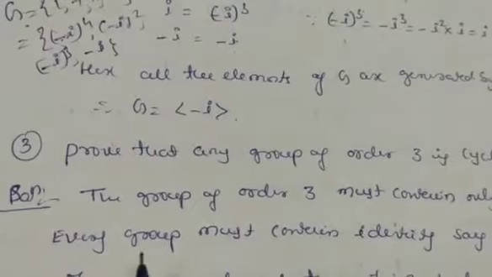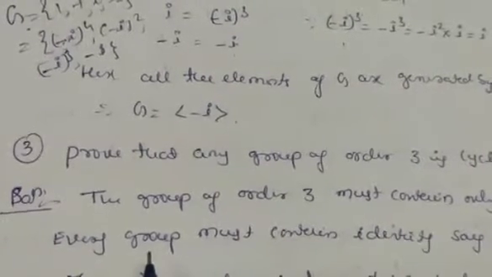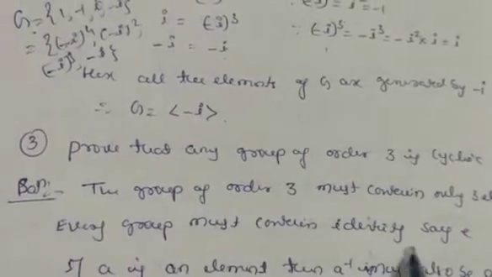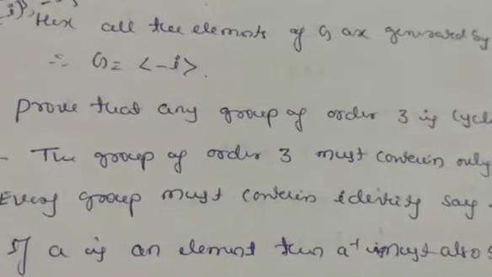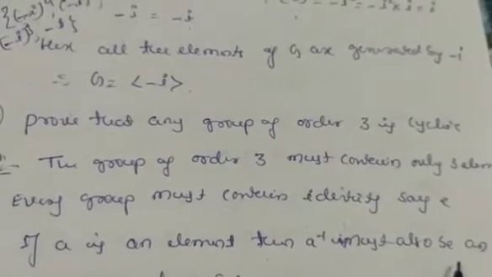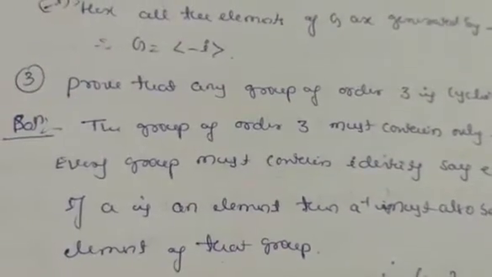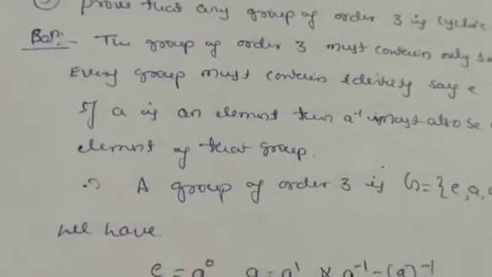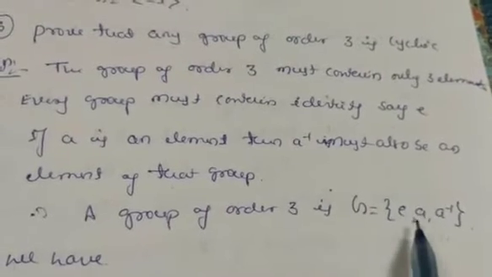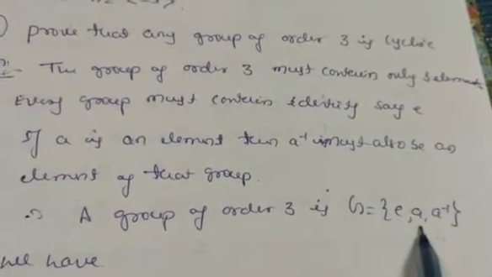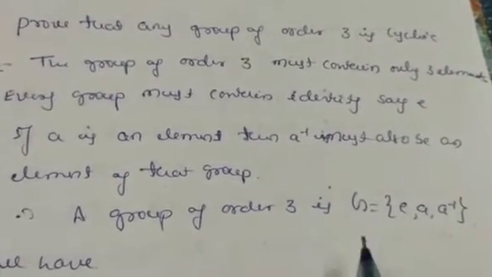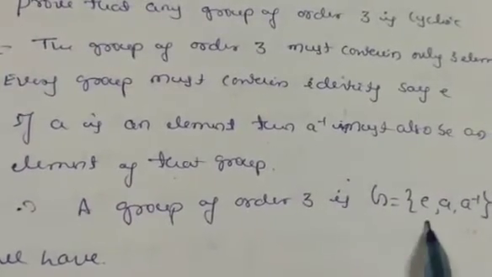So if any set is a group, then it contains an identity element compulsorily. Every group must contain an identity element, say e. Suppose an element a is an element of G, then a inverse must also be an element of G, because every element has its inverse. So therefore a group of order 3 means G is equal to {e, a, a inverse}. So e is compulsory, and if a is an element, then its inverse is also to be in that group.